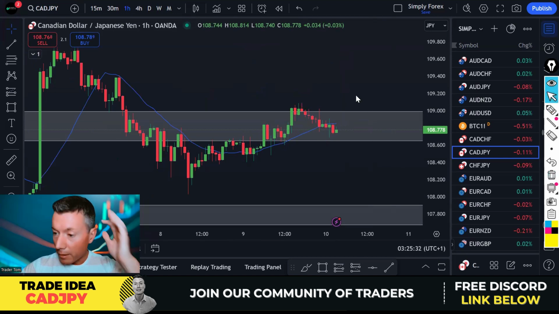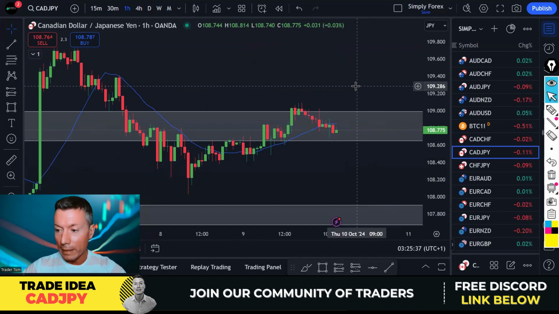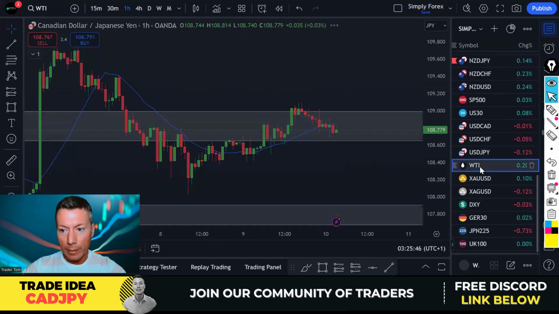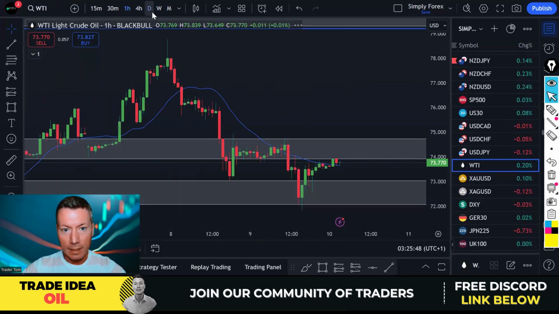And like I say, stay to the end, guys, because I'm going to show you a trade that I'm literally in right now. I literally entered this morning. So CADJPY buys, we like this as well. Also oil. Yeah, this is showing us a really nice setup.